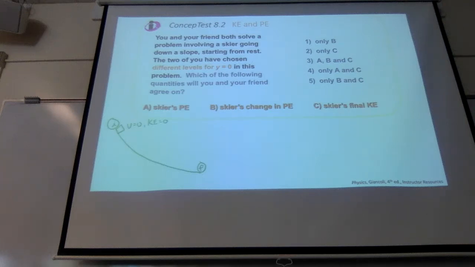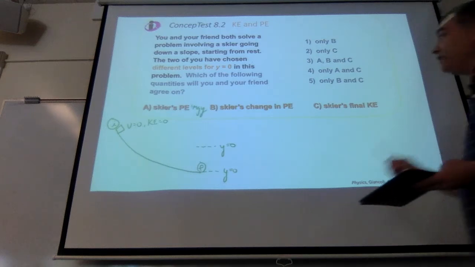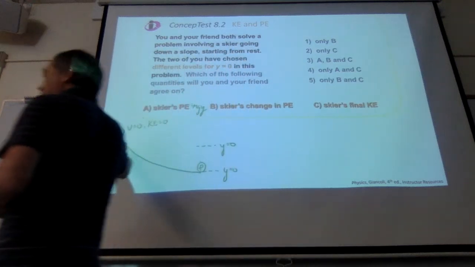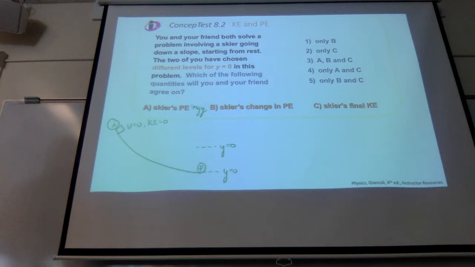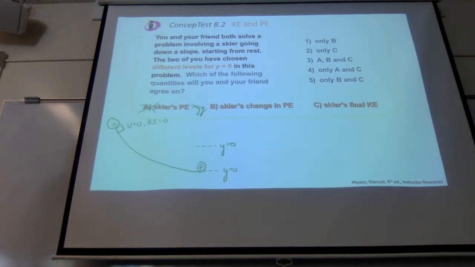You've got a skier at rest, so it has no kinetic energy at the top, skiing down a slope to the same final position. But you and your friend have chosen different locations for y equals 0. So maybe one of you decides it's there. Maybe one of you decides it's halfway down the slope. So if you just calculate m times g times y, clearly both of you are going to decide there's different amounts of potential energy at different points along the slope. So you can't agree on that particular number.